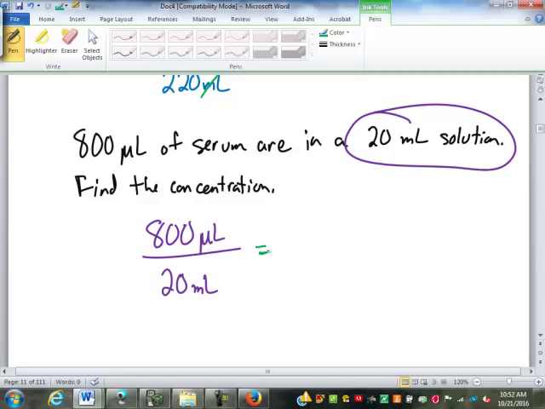What do we notice here, though, that we have to change before we can do anything? Milliliters and microliters. Very good. So I can either change my microliters to milliliters, or I can change my milliliters to microliters. Really doesn't make a difference. We'll just leave the 20 milliliters as milliliters. 800 microliters. Can you convert that into milliliters for me?